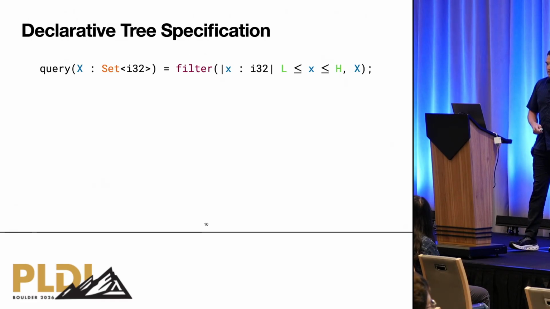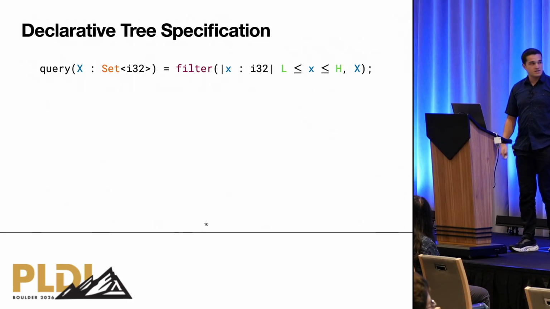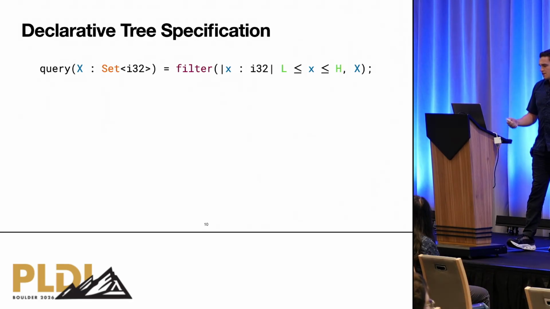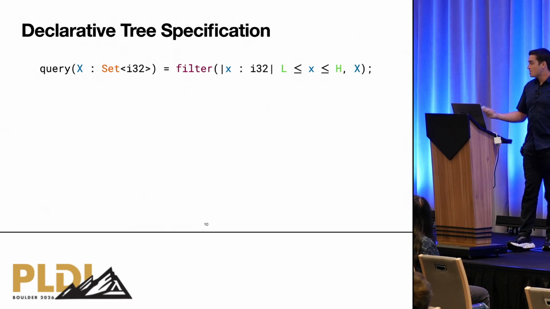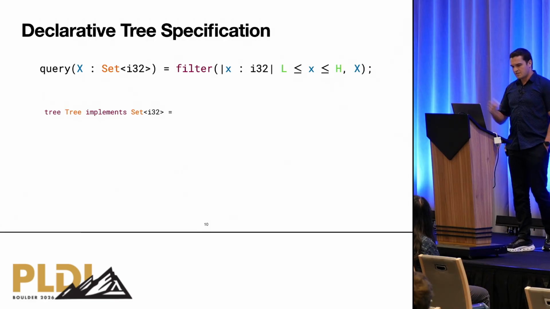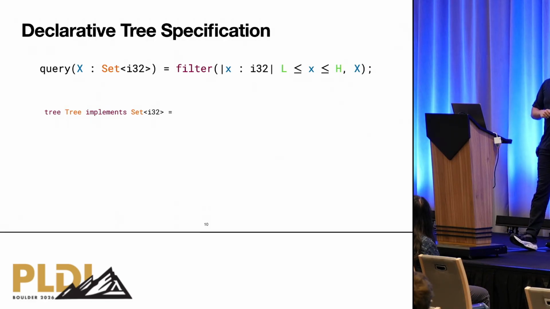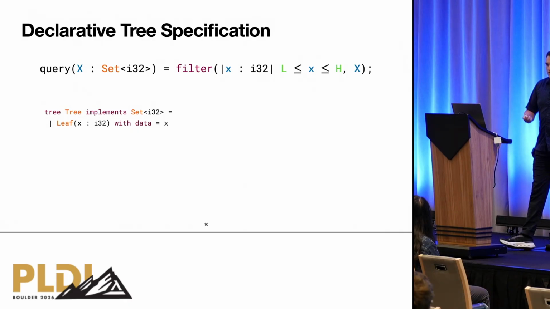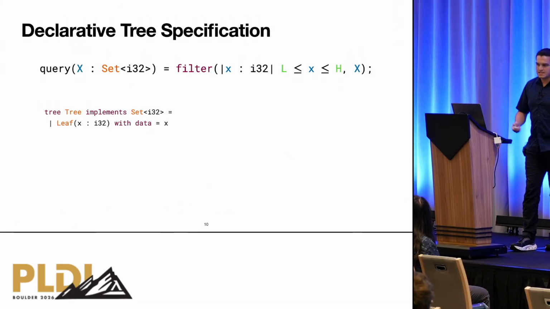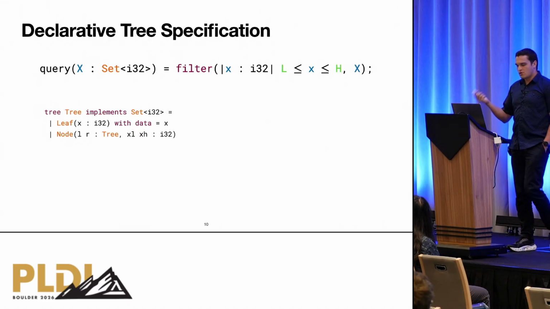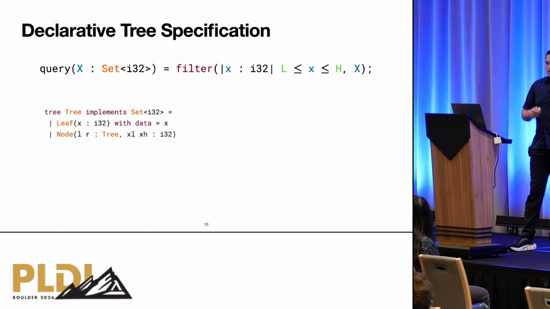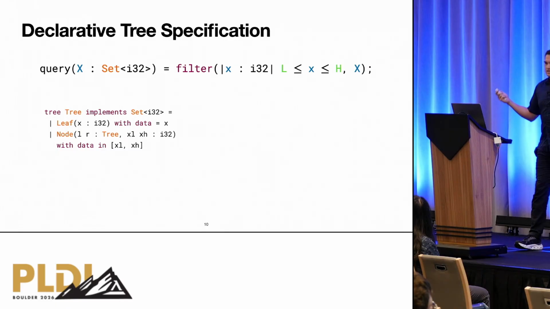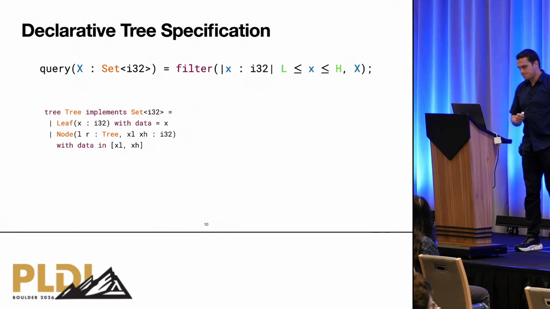And so what that looks like is we take our high-level range query expressed as a filter here, as well as a declarative tree specification for implementing the integer set. And so that's shown here. The type tree has two variants, a leaf node that stores integer data, and we explicitly tag that data as data to be represented within the set. And an interior node, a recursive variant that stores a left and a right subtree, as well as this x low and x high value, with data explicitly tagged to be within that scalar range.